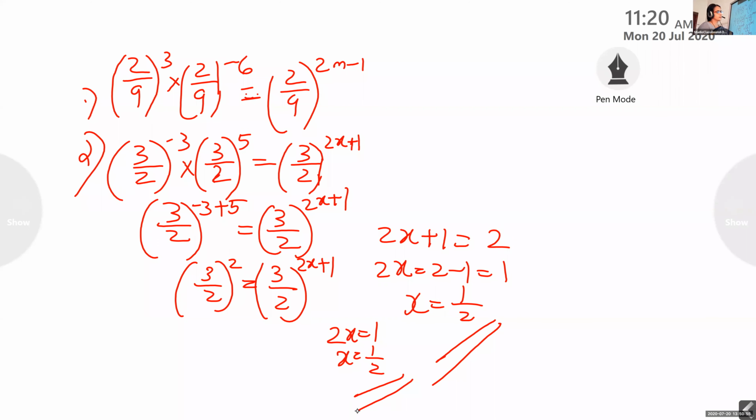Ma'am, you gave multiplication. Can you give addition and subtraction? Can you teach that again? Which one? Addition and subtraction. I didn't understand addition and subtraction. 2 by 9 raised to 3 plus 2 by 9.